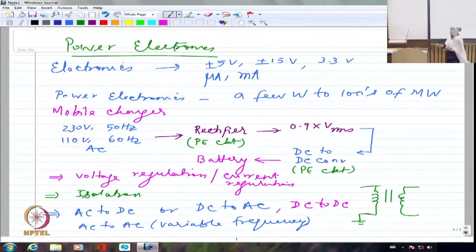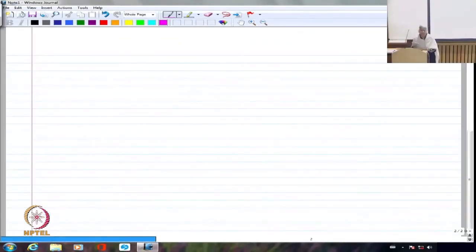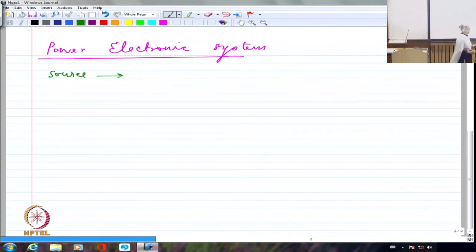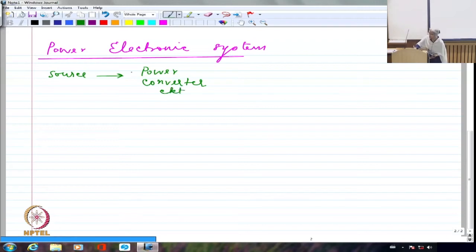If I look at a power electronic system in general, what does it consist of? In a power electronic system, I am first of all going to have a source. That source could be DC, it could be AC, whatever it is. So 50 Hertz, 60 Hertz, or just a battery, which is a DC source. From here, I am going to have a power converter circuit, which is actually the heart of my power electronic system.